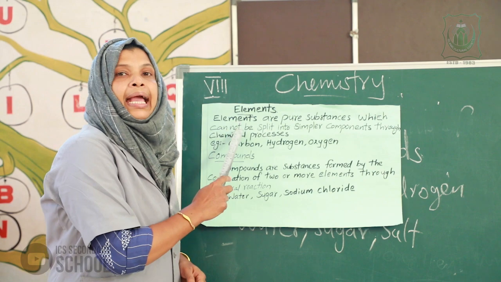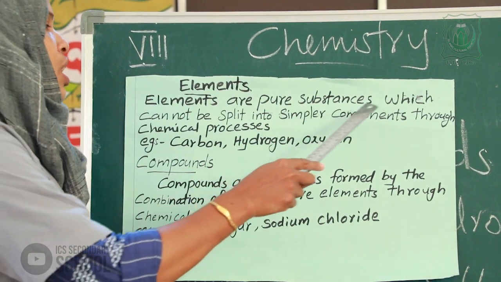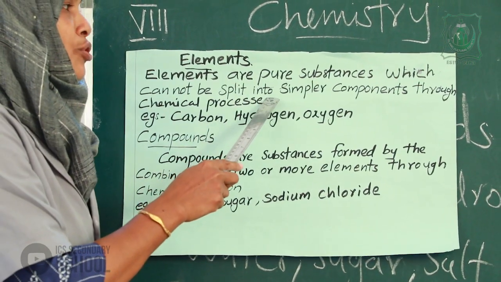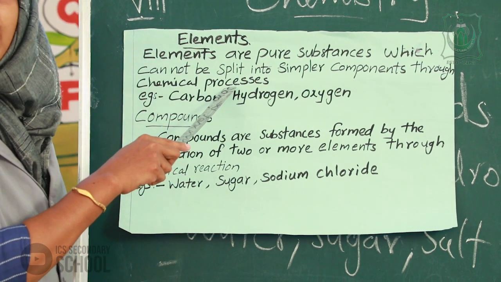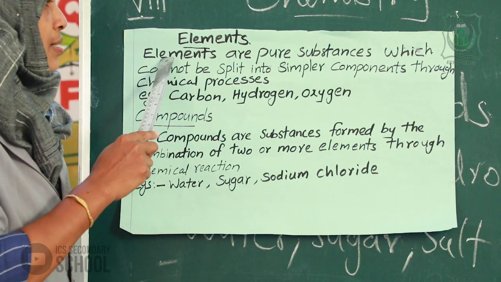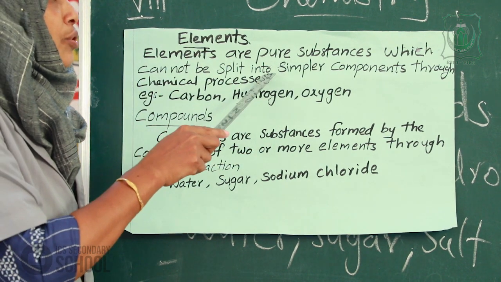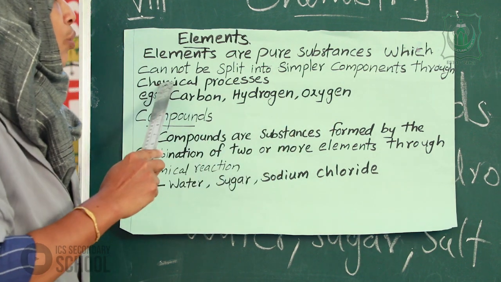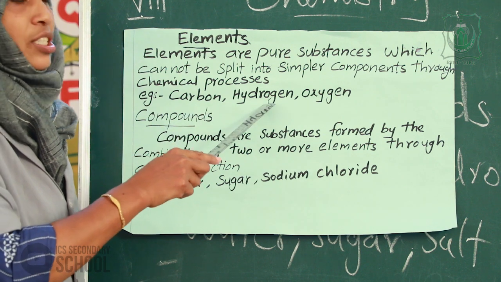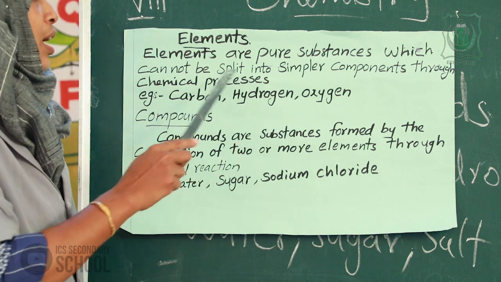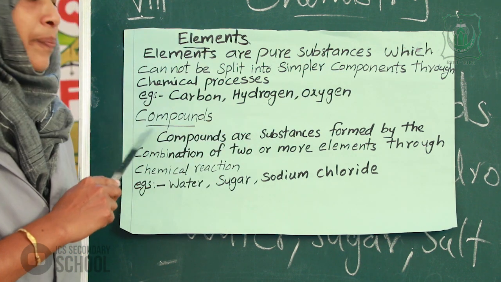Okay, first one, elements. Elements are pure substances which cannot be split into simpler components through chemical processes or chemical reactions. Examples: carbon, hydrogen, oxygen, etc.